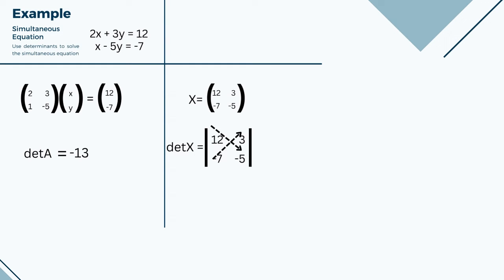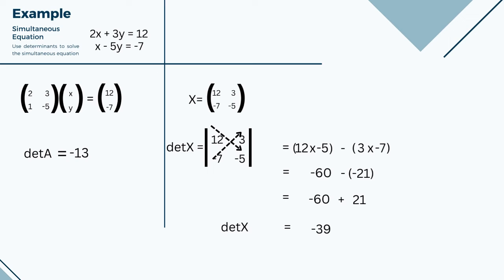To find the determinant of x, we subtract the lower diagonal from the upper diagonal. So we have 12 times minus 5 minus 3 times minus 7. 12 times minus 5 will give us minus 60, then minus 3 times minus 7 will give us plus 21, since minus times minus gives plus. That's minus 60 plus 21, which will give us minus 39. So that means det x equals minus 39.